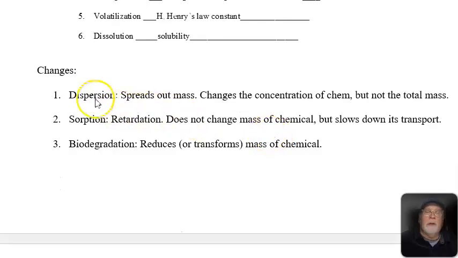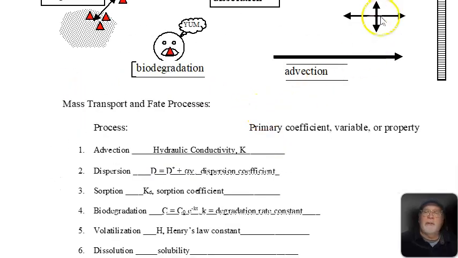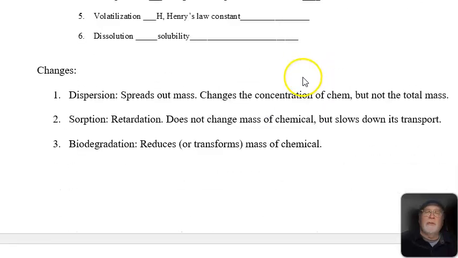So we'll look at changes due to dispersion. That's the spreading out. Dispersion spreads out the mass, so it does not change the mass, it just spreads it out, so that lowers the concentration. Concentration is mass per volume, it spreads it out over a bigger volume.